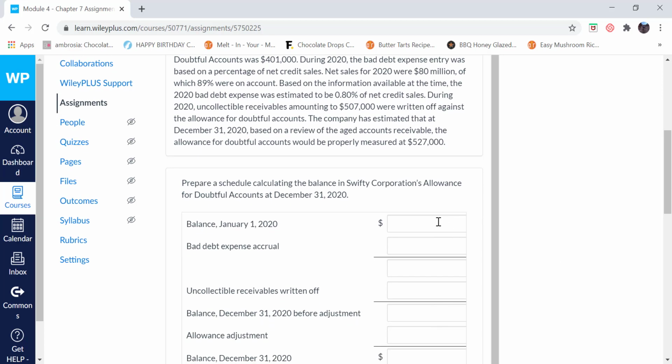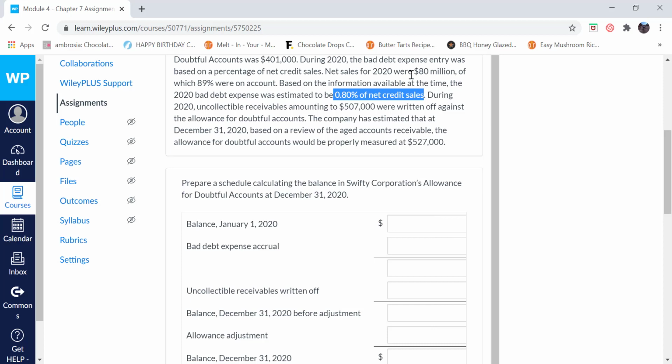It gives you the balance at the beginning of the year. It gives you the information for the bad debt expense accrual. Now, I think the only thing that might be a little confusing there, 89% of the sales were on account. They record bad debt expense at 0.8% of net credit sales. So when you go to do the bad debt expense accrual, you're going to use whatever percentage you have in your question, but make sure it's times the 80 million times 89%. It would only be on sales on account. You wouldn't take a bad debt expense on cash sales.